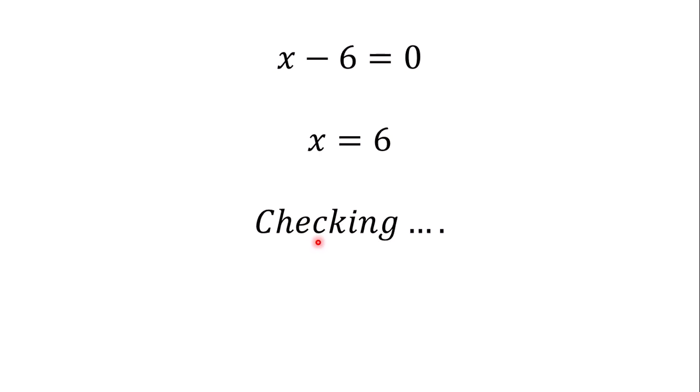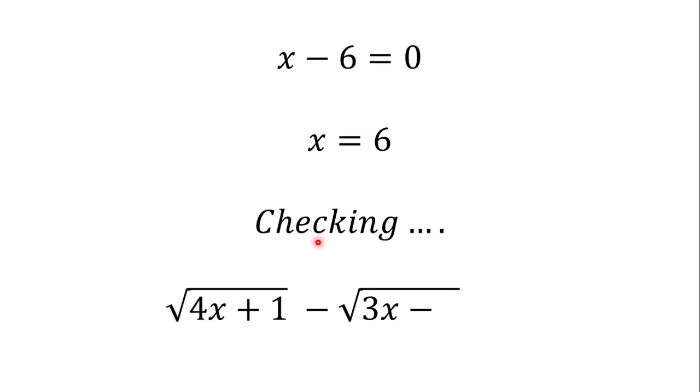First, we are going to put 2 into the radical equation. Okay, so we are going to put 2 into this expression here. We are going to put 2 into each of these square roots and find out if whatever we get here will be the same as whatever we get here.